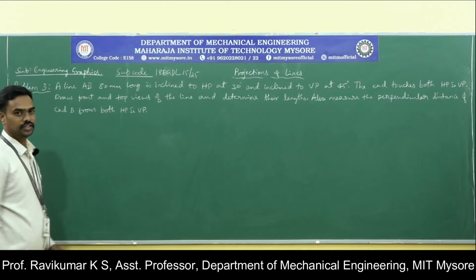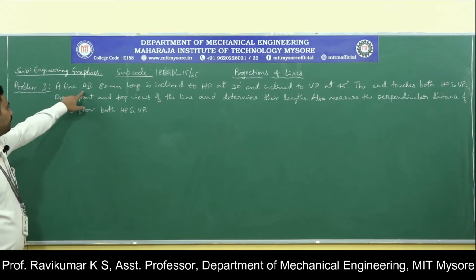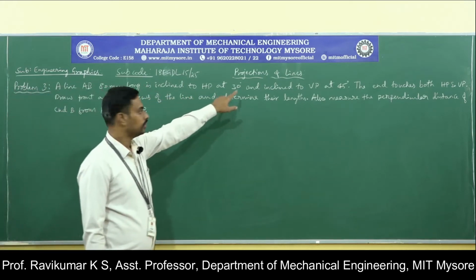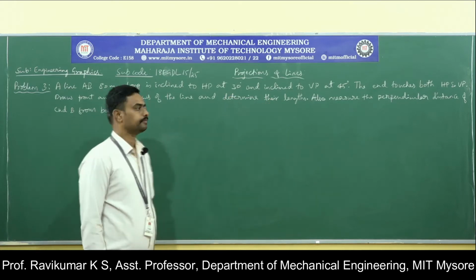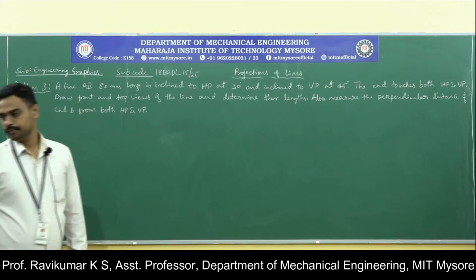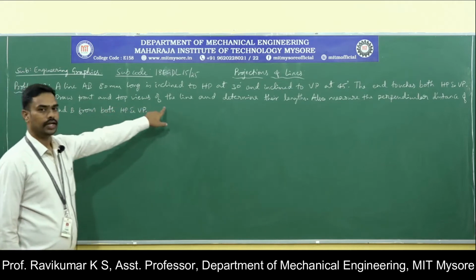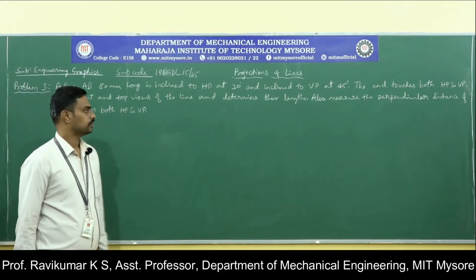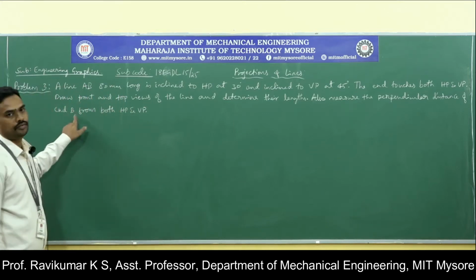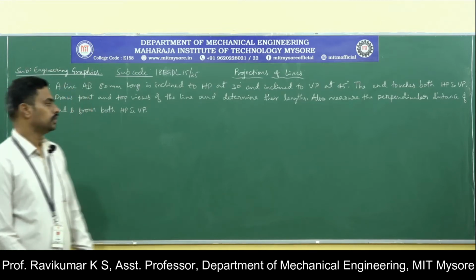Okay, so this is the third problem on projections of lines. A line AB 80 mm long is inclined to HP at 30 degrees and inclined to VP at 45 degrees. The end touches both HP and VP. Draw front and top views of the line and determine their lengths. Also measure the perpendicular distance of end B from both HP and VP. So this is the third problem.